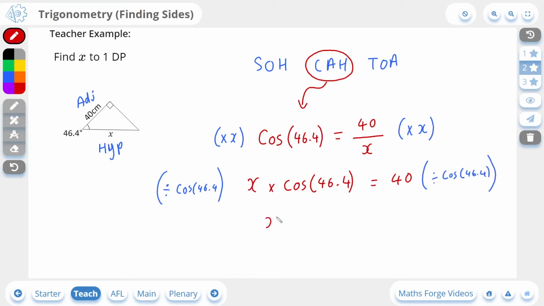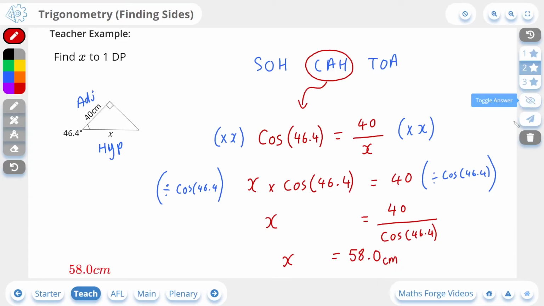This now leaves us with an x on the left-hand side, and the cos 46.4 with a multiplication cancels out with division. And on the right-hand side, we end up with 40 over, and I'm going to write the division as a fraction, cos of 46.4. And now inputting this right-hand side into our calculator, we get the following. X is equal to 58.0 to the nearest decimal place. And since x is a side and the other side is in centimeters, then our units for this question will be in centimeters. And if we check our answer, there it is.